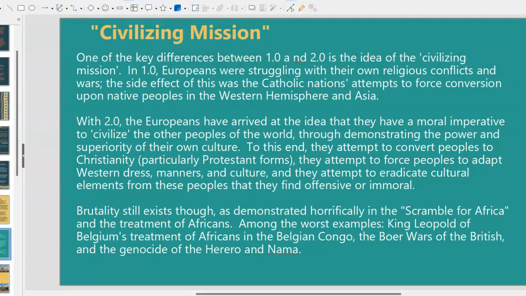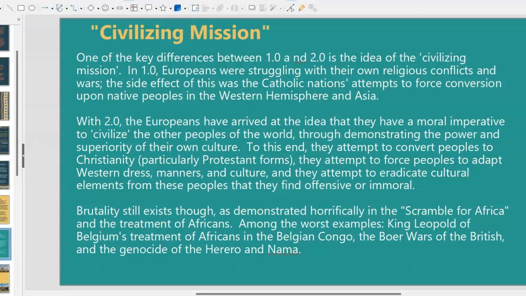And this is interesting because in 1.0, what we really saw were Catholic forms out there trying to gain new constituent members. In 2.0, we see the Protestants out there not so much worried about the numbers of people, but worried about this idea of culture and saving these peoples. This is part of where we get Pratt's idea of kill the Indian, save the man.